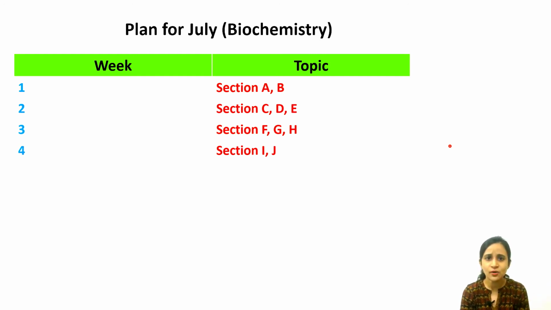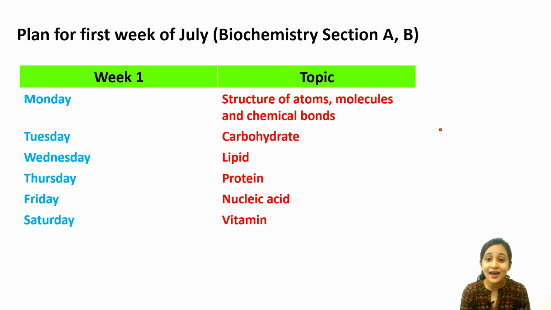Suppose you are starting your plan from July. So now you know that biochemistry is your target in July. Then make a monthly plan. So I'm sharing it with you. This is a plan for July. There are 4 weeks in July, so I have divided the syllabus of biochemistry into 4 parts. Here you can see that in the first week I will read sections A and B, in the second week sections C, D, E, in the third week sections F, G, H, and in the fourth week sections I and J. Now it is the time for a week.